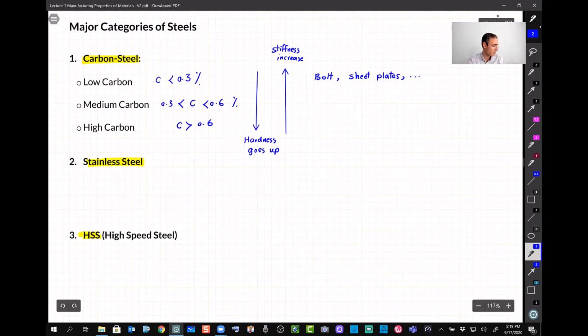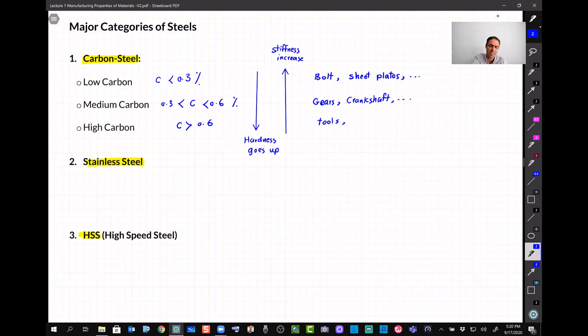The medium carbon in gears and crankshaft, like two examples we can say. And high carbon maybe in cheap tools. People use it because we need basically better hardness.